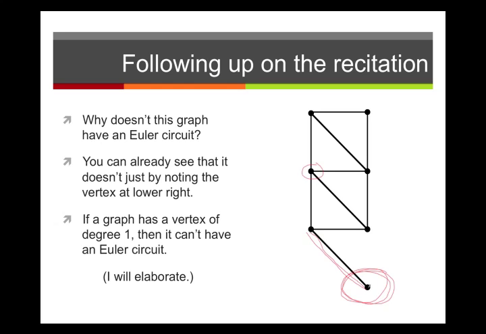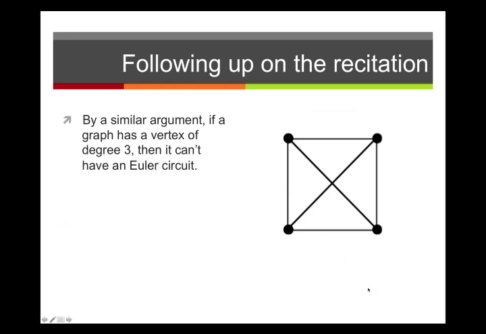Now, if you think about the argument for a moment, you'll see that the only thing that I was using, really, was the fact that this is a vertex of degree one, right? So I've given you a general argument that if a graph has a vertex of degree one, then it can't have an Euler circuit. And actually, you can make a similar argument that applies to a vertex of degree 3. So here, let's consider any one of these. Let's say this one up here.